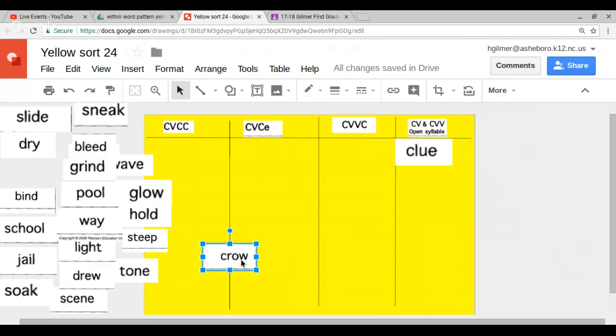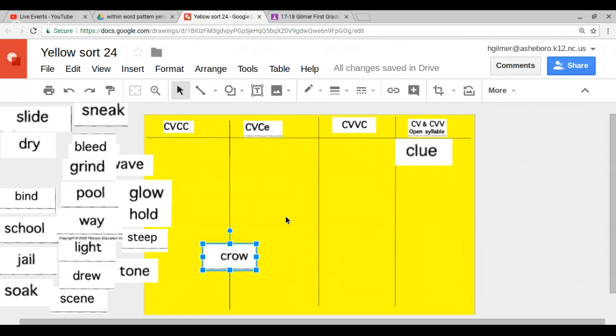Crow. I can tell that it has two consonants, a vowel, and another consonant. So it ends with a consonant, so I know it's not going to fit this category. It's not got a bossy E at the end. And when I sing crow, that W ends that word for me. So I know it's not going to be a CVV or CV word. So now I've got to check and see if it's CVC, CC, or CVVC.